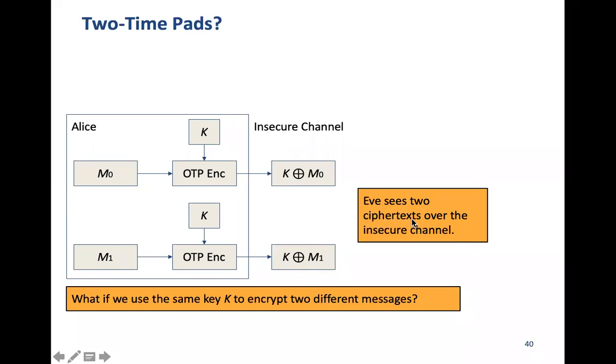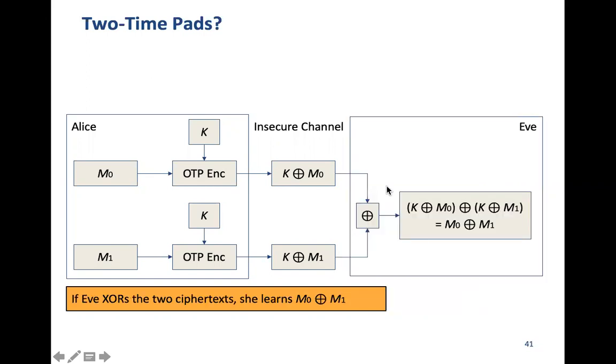Eve will see two ciphertexts over the insecure channel, the first and the second. What she can do is exclusive OR these two, and then get the value M0 exclusive OR M1. Does she know anything? Yes, she now has partial information, and from the output of this exclusive OR she can make out certain things. She can make out which bits in M0 and M1 are the same, and which bits are different.